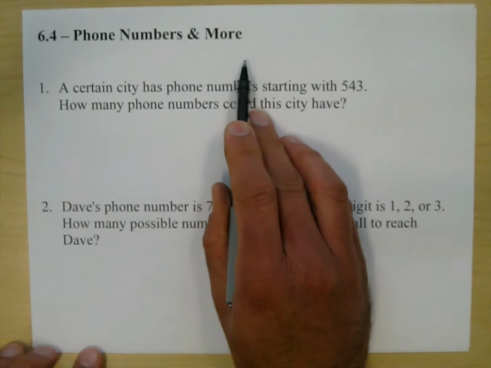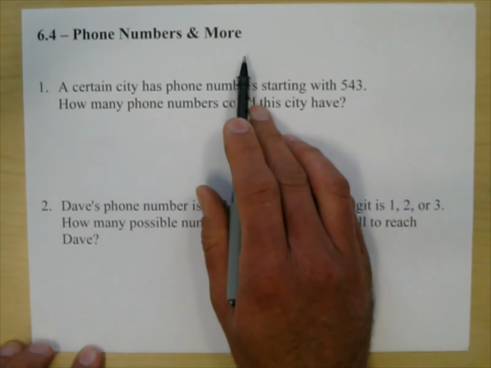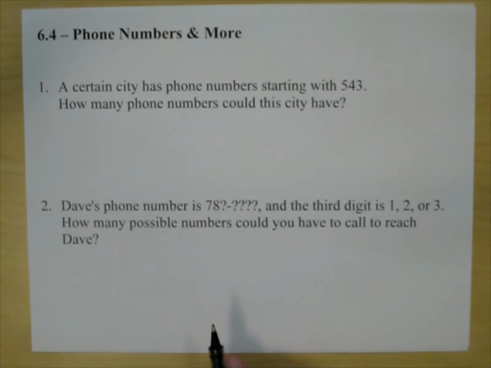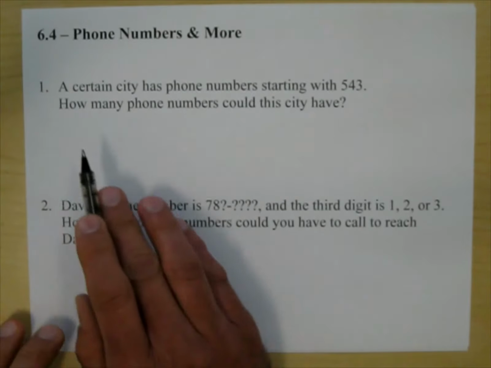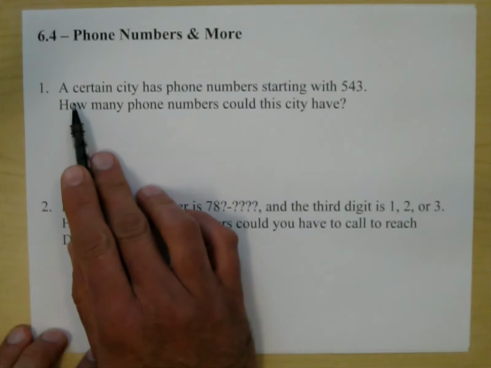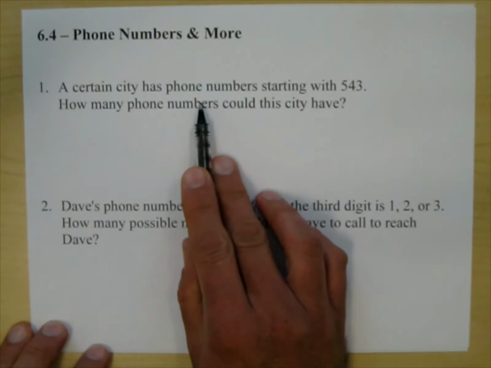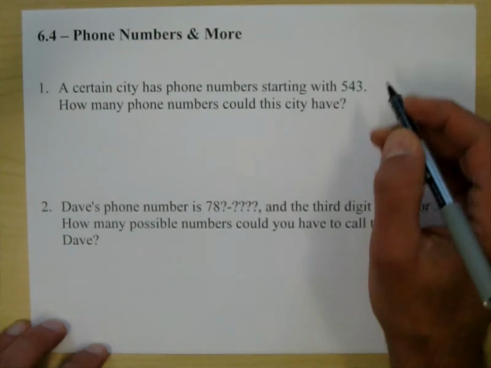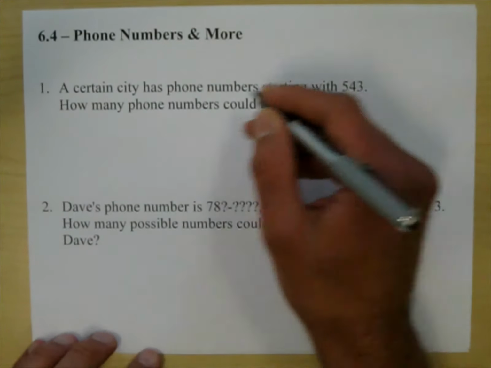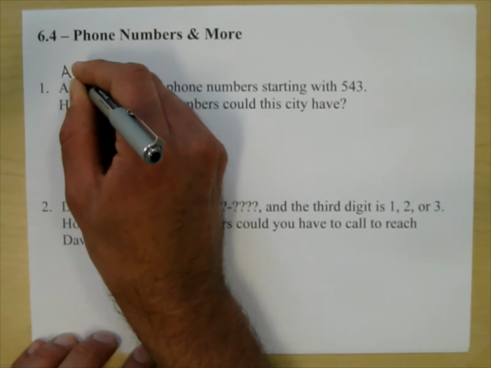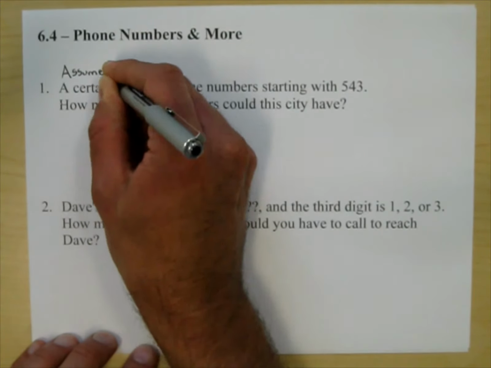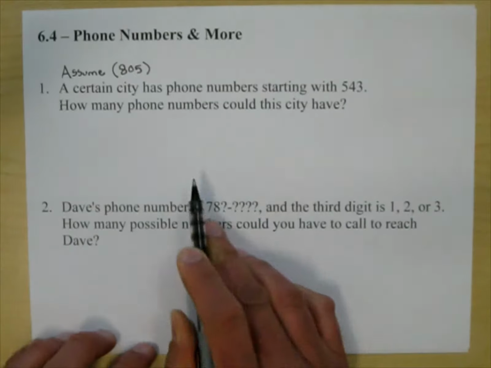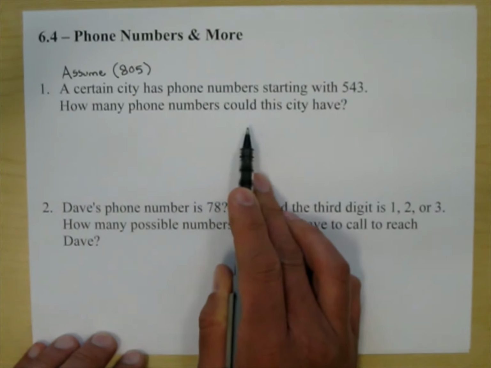So now we're going to actually see some of this counting applied to the real world. And we're going to keep things simple with phone numbers. Let's start off with this first problem. A certain city has phone numbers starting with 543. So we're just going to assume, in these problems, area code 805. Okay. How many phone numbers could this city have?